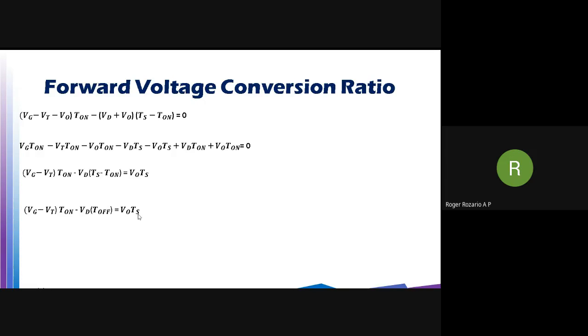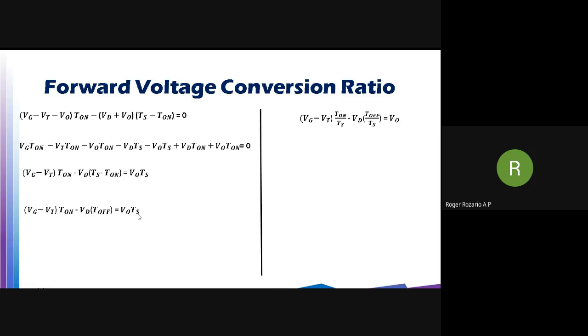What is the forward voltage conversion ratio? Forward voltage conversion ratio is nothing but V0 by Vg. So we need to find out what is V0 by Vg. In the next step, we will take Vg as common. Meanwhile, we will bring this Ts from the right hand side to the left hand side. So your left hand side will become Vg minus Vt into Ton by Ts minus Vd into Toff by Ts will be equal to V0.